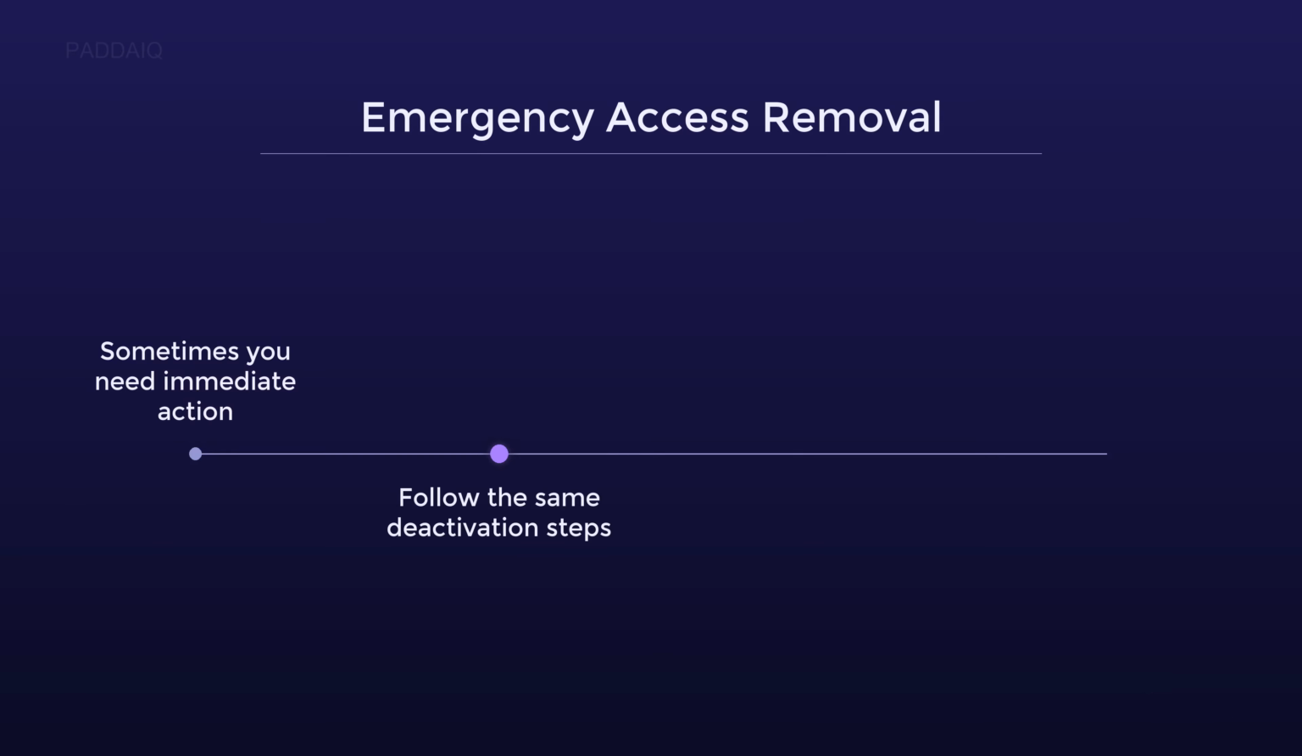Follow the same deactivation steps. This means you use the exact process to remove emergency access as you would to deactivate a standard user account. For example, if you normally revoke system permissions via the admin console, do precisely that for emergency accounts. Consistently applying this procedure ensures security and prevents oversights.